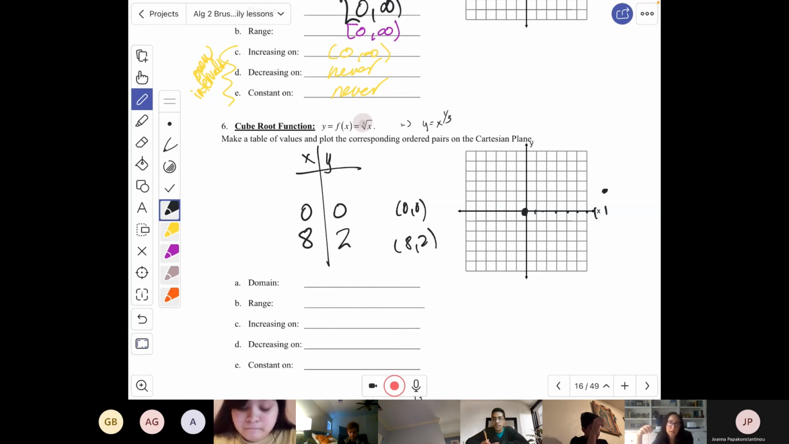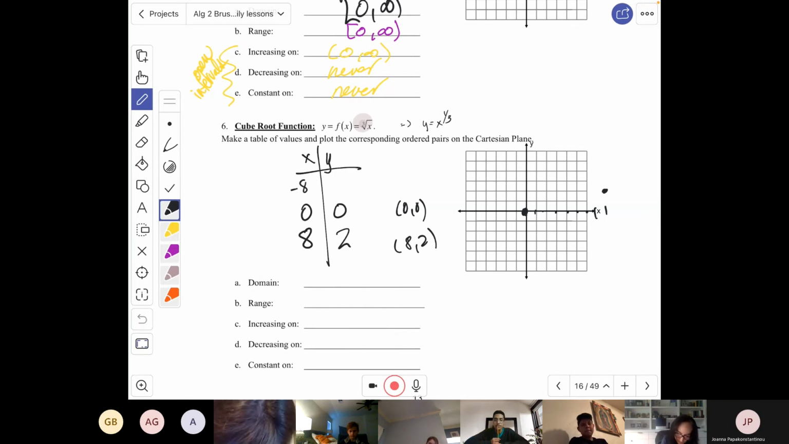Who thinks that you can take that? Raise your hand, just physically. Raise your hand if you think you can take the cube root of a negative number and have it defined over the reals. I'm the only one. Eric and Christopher say yes. And Reese says yes. So the rest of you say no, you can't do it.